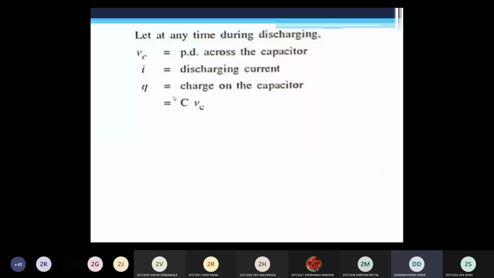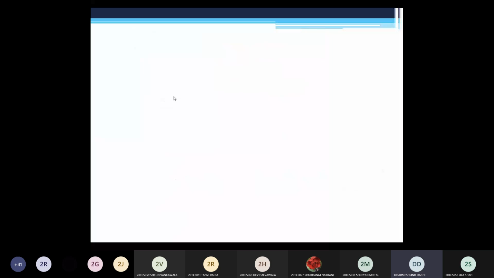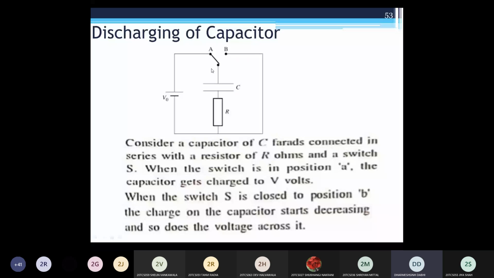K1 is the constant of integration, which can be determined from the initial condition. The same as the charging process, here we determine the constant from the initial condition. So now during the discharging process, what is the initial condition? When we put this switch at position B, at that time the voltage across the capacitor is how much? Same as the supply voltage, because it is fully charged.